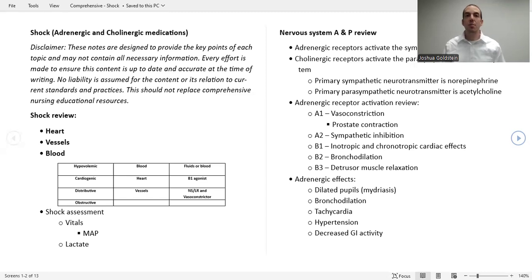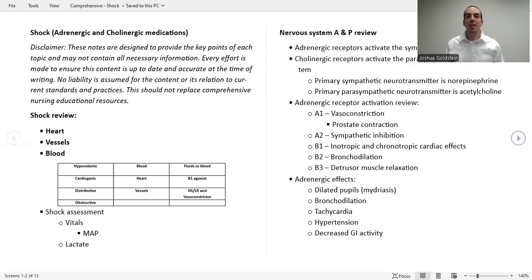There is a quick trick I'm sure you've learned already. Beta-1 is the heart because we have 1 heart. Beta-2 is the lungs. We have 2 lungs. Beta-3 is the detrusor muscle relaxation. That's what you get if you give an agonist in that. And again, there isn't an antagonist for this, at least not that I'm aware of.